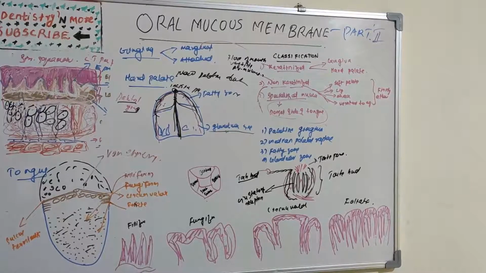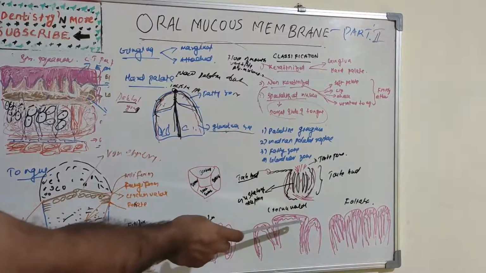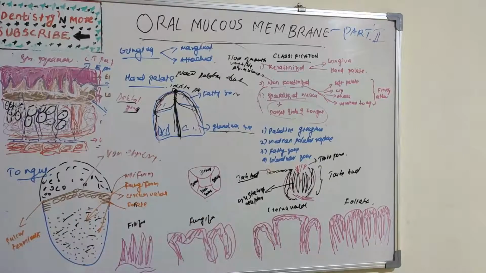So the lateral wall is non-keratinized epithelium and has taste buds. Okay, so this is also having taste buds. Circumvallate papilla also has taste buds. It is 8 to 12 in number. Filiform and fungiform are very numerous in number. In between, von Ebner's gland ducts are opening.